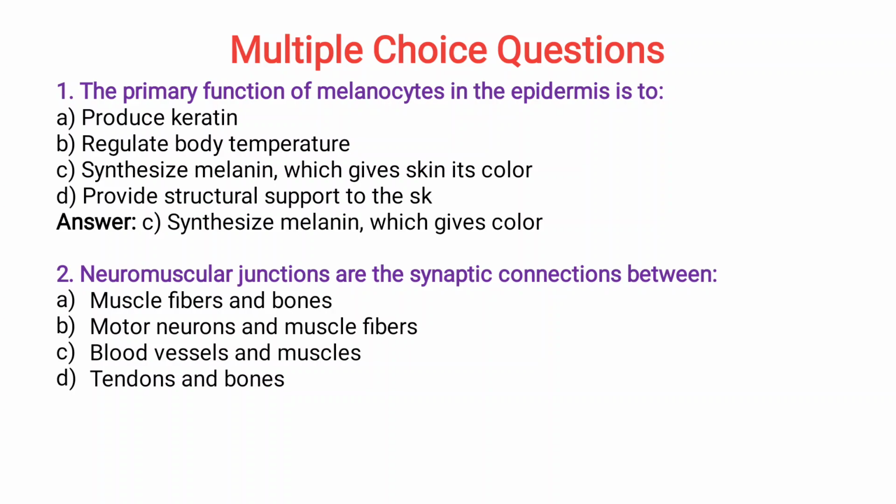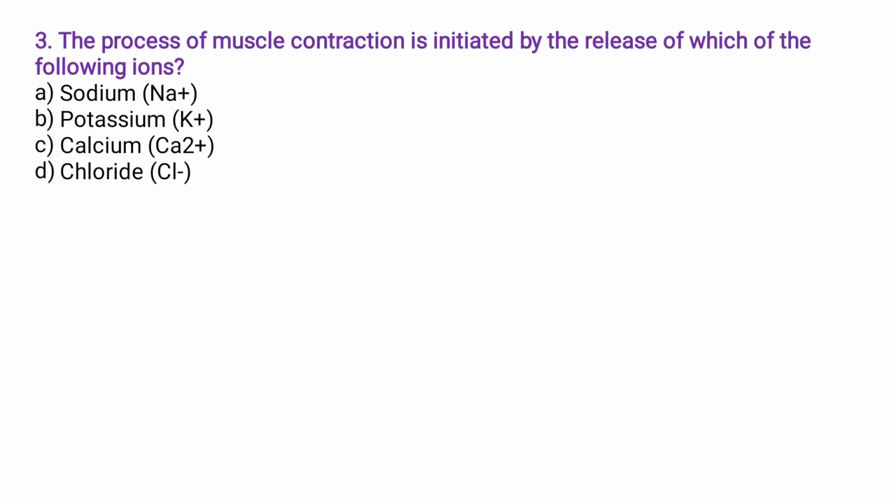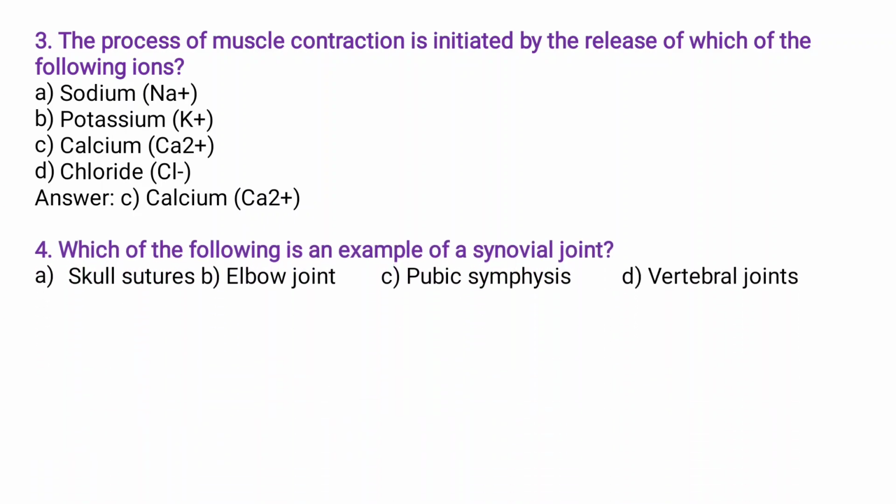It gives the color. Next, neuromuscular junctions are the synaptic connection between which? B, motor neurons and muscle fibers, is the correct answer. Next, the process of muscle contraction is initiated by the release of which of the following? A, sodium, B, potassium, C, calcium, and D, chloride. So calcium, C, is the correct answer.